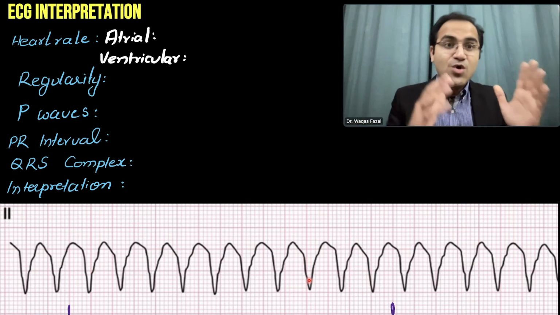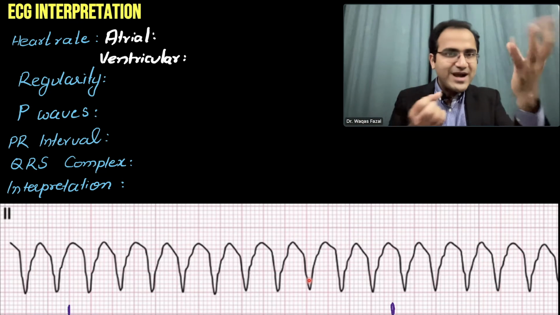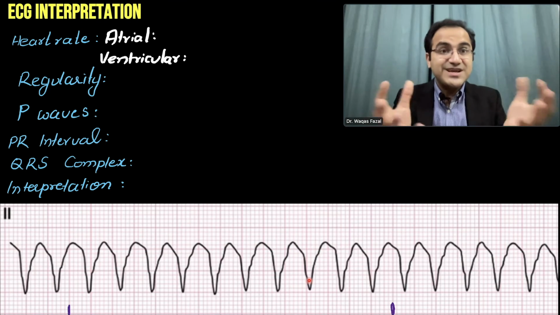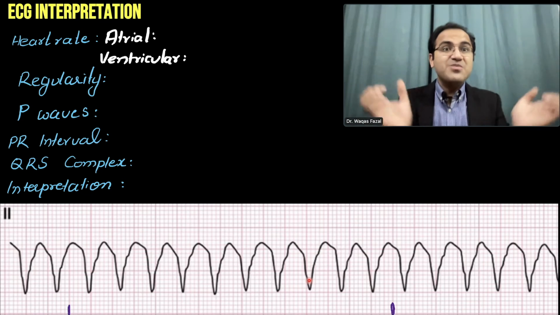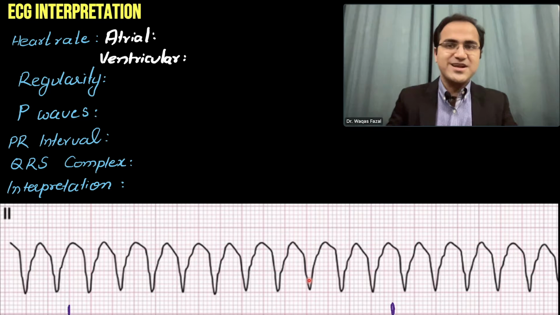Now in the next video, when we talk about polymorphic ventricular tachycardia, there will be multiple foci producing electrical currents, and the ECG rhythm will show a mixture of all of those rhythms. That is called a polymorphic ventricular tachycardia.